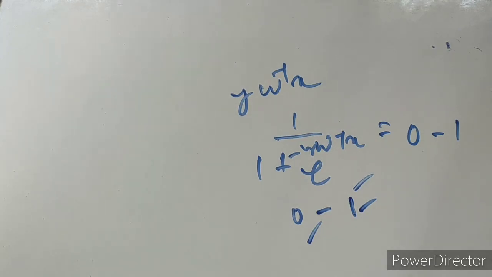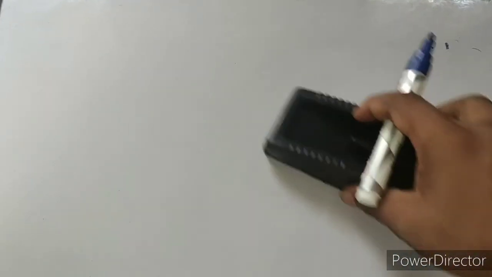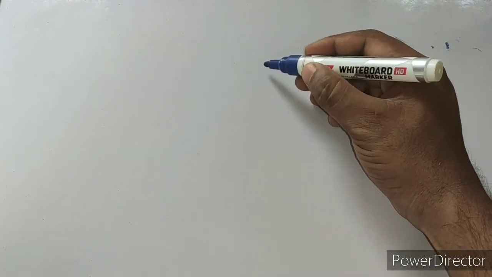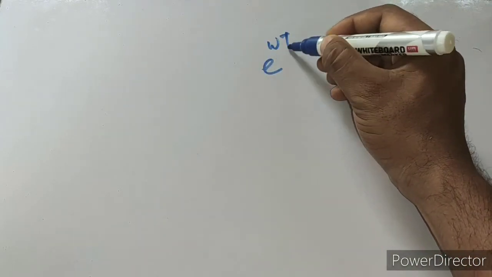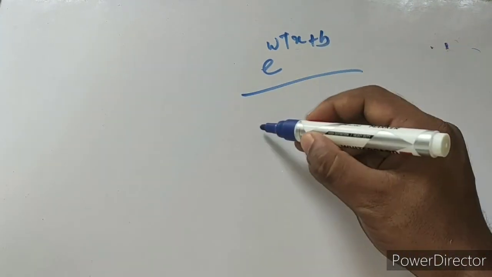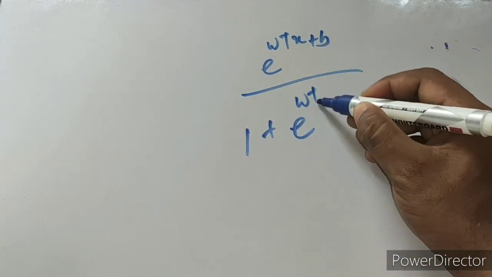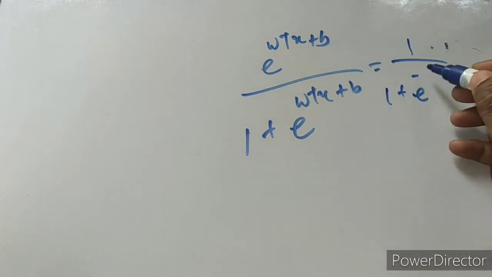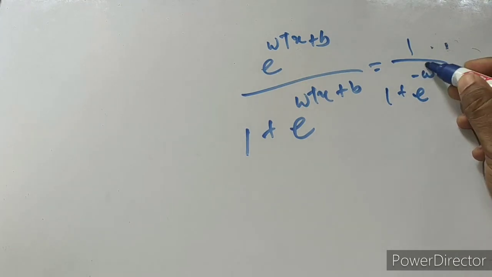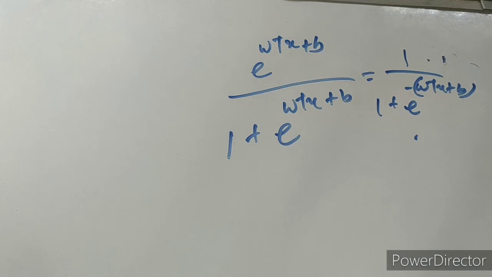Now one more concept we need to understand: why the name came like logistic. Logistic means there is a function called the logit function or log loss function. We know here we are implementing this sigmoid function, e to the power W transpose X plus b divided by 1 plus e to the power W transpose X plus b. Similarly, it is equal to 1 by 1 plus e to the power minus W transpose X plus b. Both are the same.